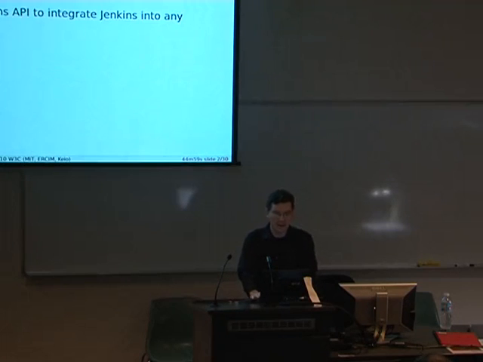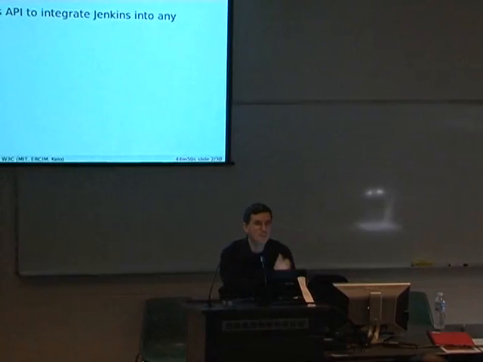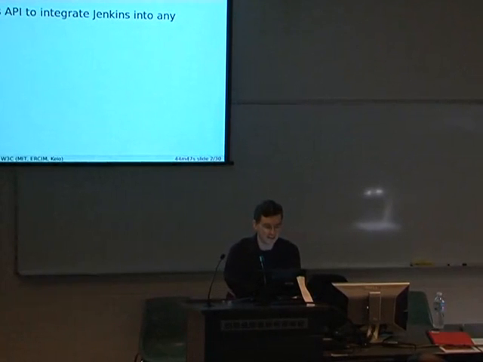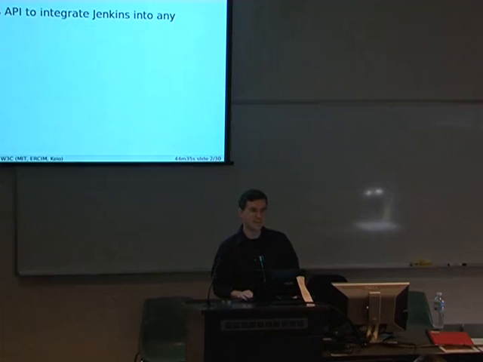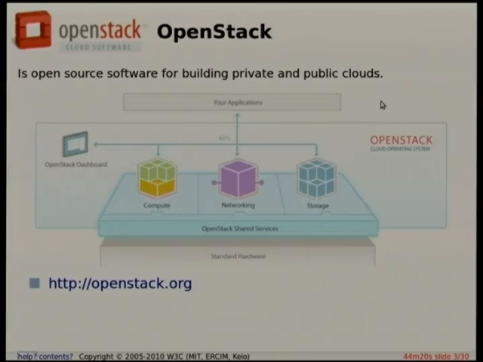Today I'm going to be talking about a particular part of our workflow called Zuul, which is something that we wrote in-house. I'll talk a little bit about the OpenStack development process in general, since it ties into it pretty tightly. A little bit about project gating in general. That's roughly the idea that we don't let any changes land unless they pass tests. And maybe a little bit about the Jenkins API and other things that we use to actually get all this done.